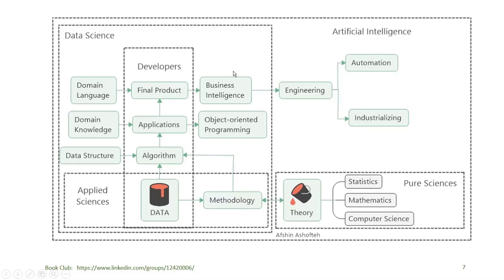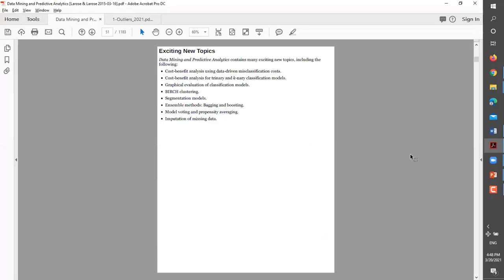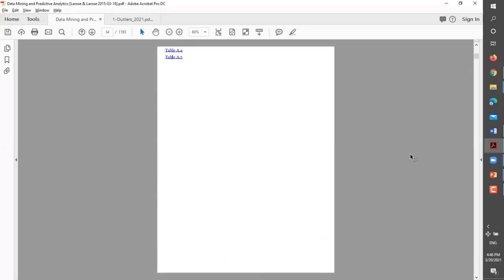And from this part that we make the business intelligence and some dashboards, it will go to engineering to make artificial intelligence. Any question about this? No, not really. No? It's okay. All right, okay. Let me start from the scratch.